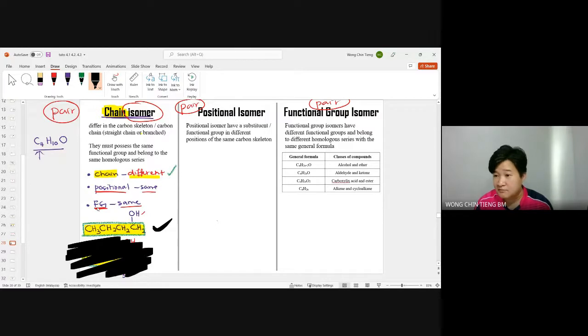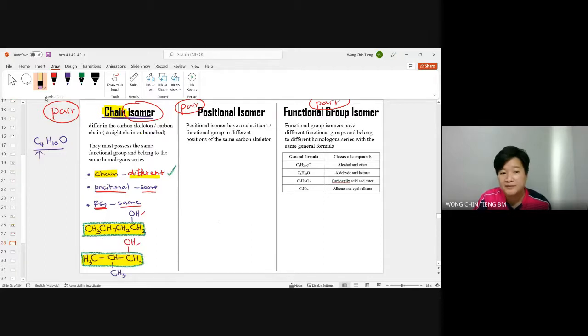Boleh ke? Hani kata boleh. Kalau saya hanya ada satu orang, saya kata oh rantai dia dah pendek. Macam mana kamu tahu rantai dia pendek? Tak boleh kan? Alright, kamu tak boleh kata rantai dia pendek. Sebab saya tak nampak pun kamu nak compare dengan siapa. That's why when we talk about isomer, isomer always come in a pair.